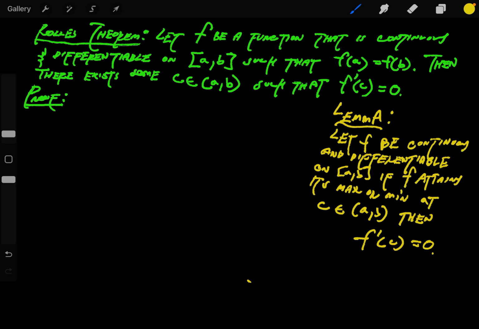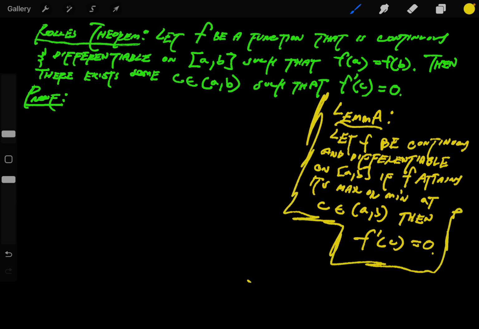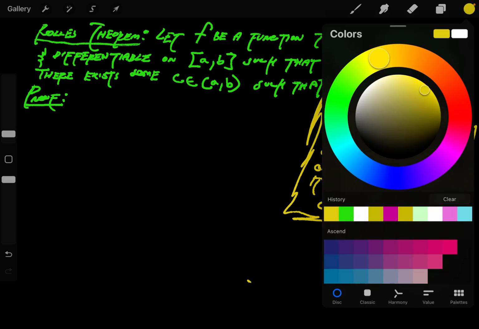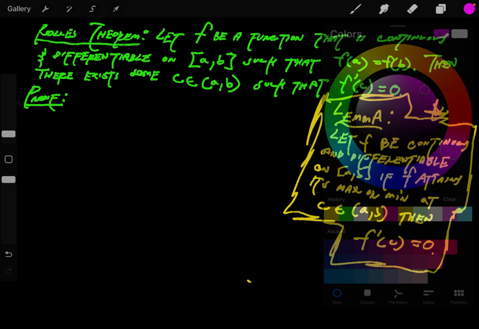Okay, so here we're going to prove Rolle's theorem, and we're going to utilize the lemma that we just proved. So here's our lemma, and let's go through what Rolle's theorem says, and we'll see how we use this lemma to prove Rolle's theorem. So firstly, let's read through exactly what Rolle's theorem states.